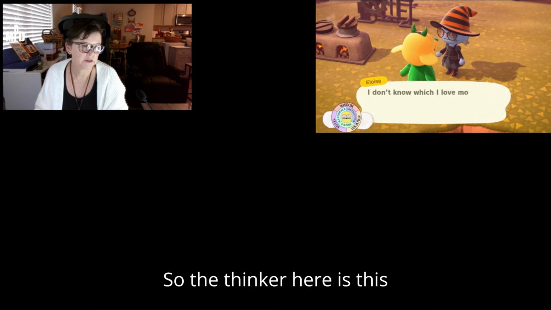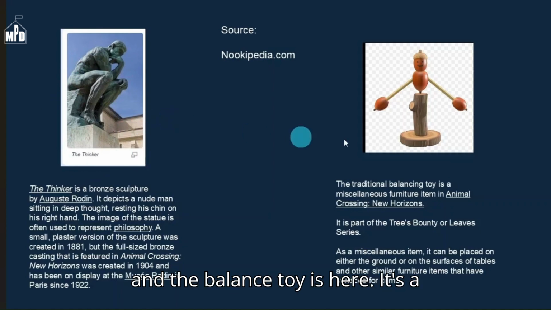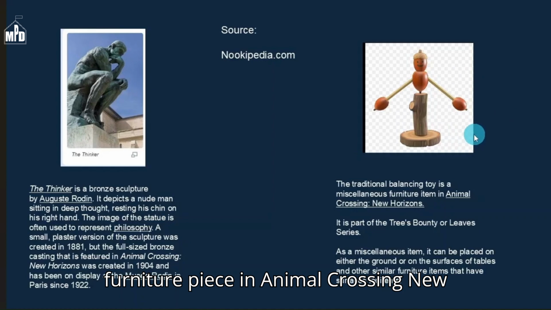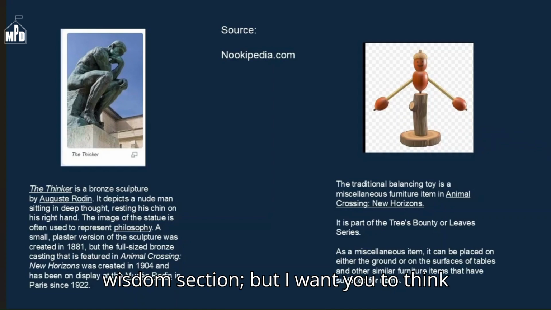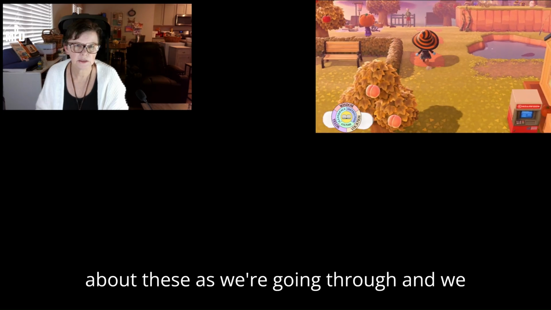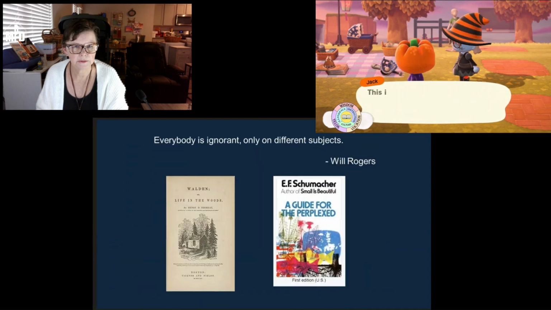All right. So the thinker here is this familiar statue, as I said, and the balance toy is here. It's a furniture piece in Animal Crossing New Horizons. And we're going to just leave them there in the wisdom section, but I want you to think about these as we're going through, and we'll connect them back up later.